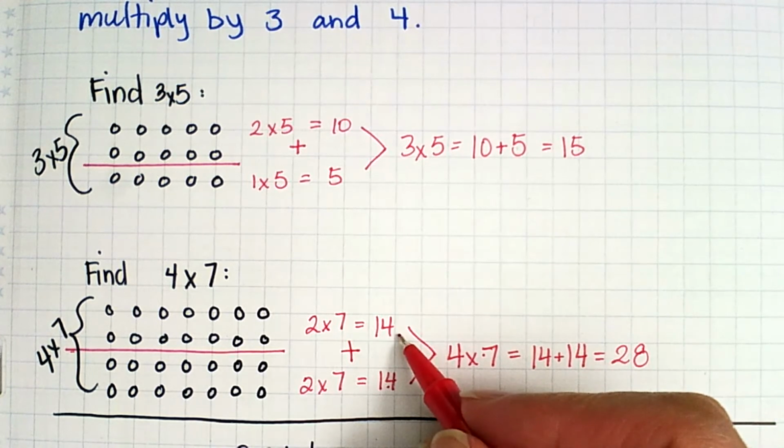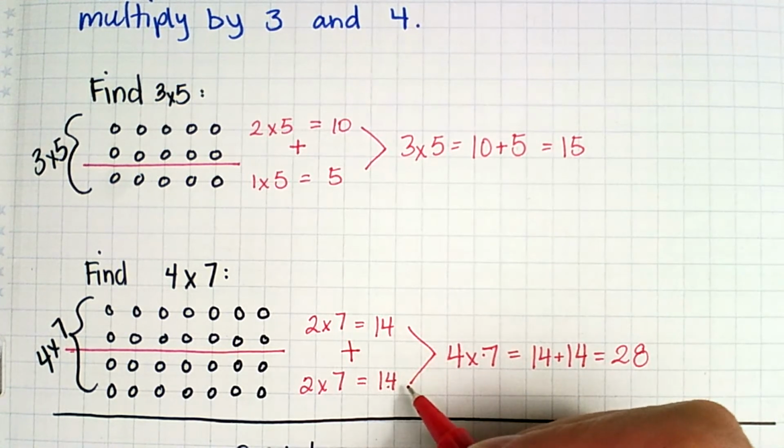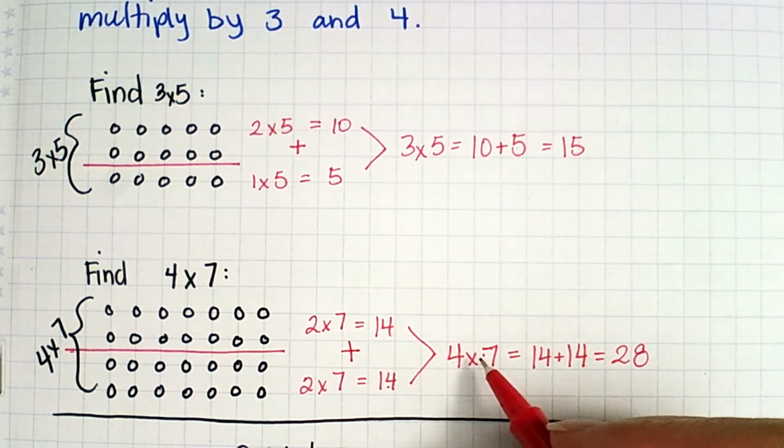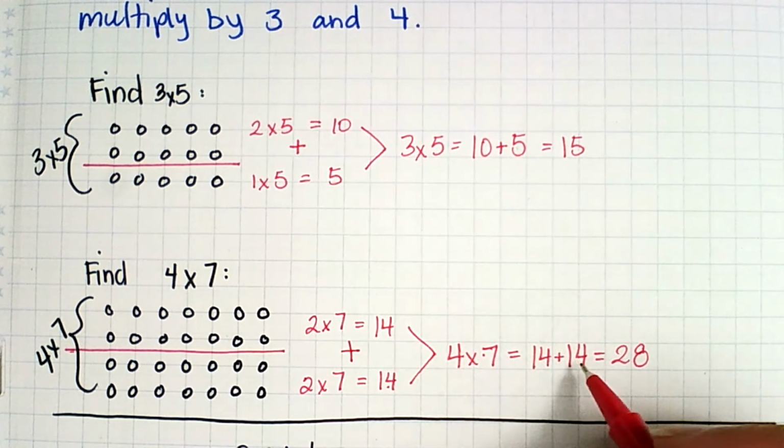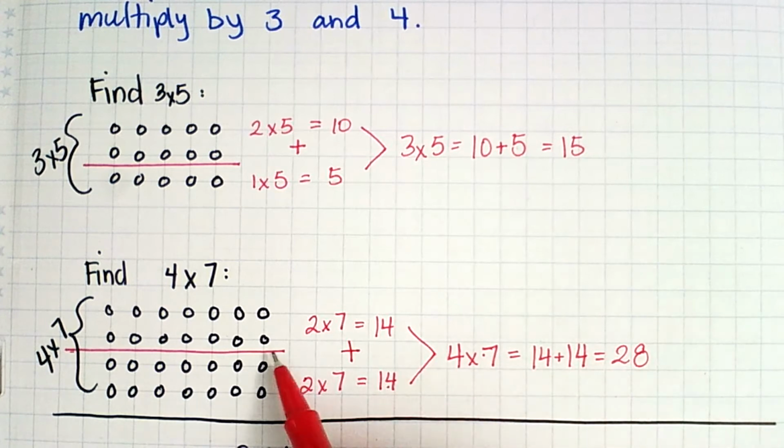So if I know 2 times 7 is 14 and another 2 times 7 is 14, that means 4 times 7 is equal to 14 plus 14, which is going to give me 28. Now I don't have to split it here. I can split it into 1 times 7 plus 3 times 7, or I can split it down here. So it's 3 times 7 plus 1 times 7. You can do it multiple ways.